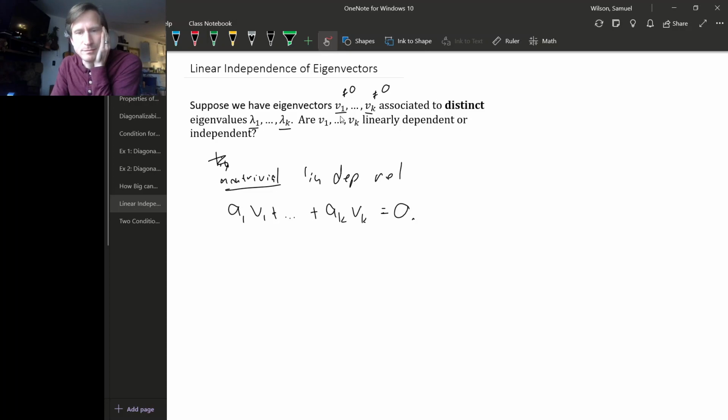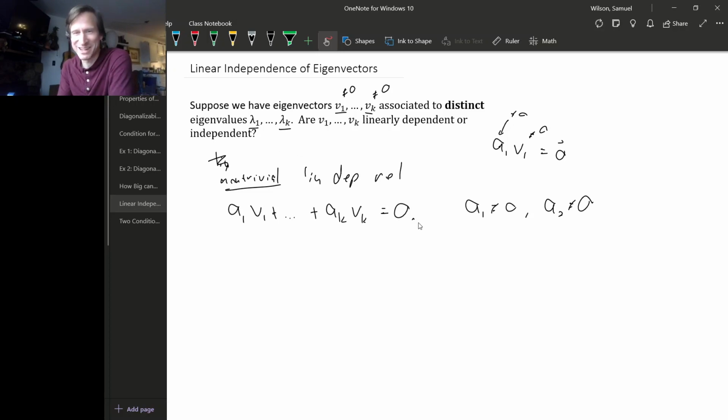So if we had just a single coefficient here that was non-zero, then what this linear dependence relationship would look like was just a1 v1. If all the other coefficients were 0, we'd have a1 v1 equals 0. But if a1 isn't 0 and v1 isn't 0, then their product can't be 0. So at least two of these a's have to be non-zero. So let's suppose a1 isn't 0 and a2 isn't 0. Okay, now if it's not the first two of them that are non-zero, then just relabel everything so that the first two of them are the ones that are non-zero.